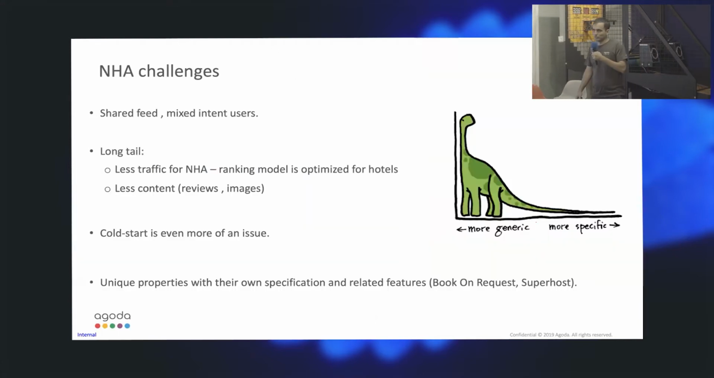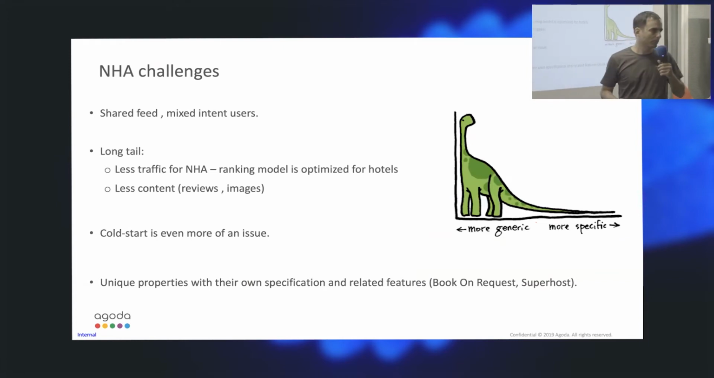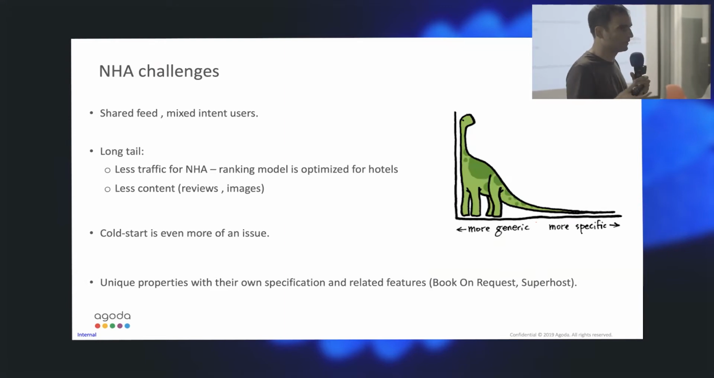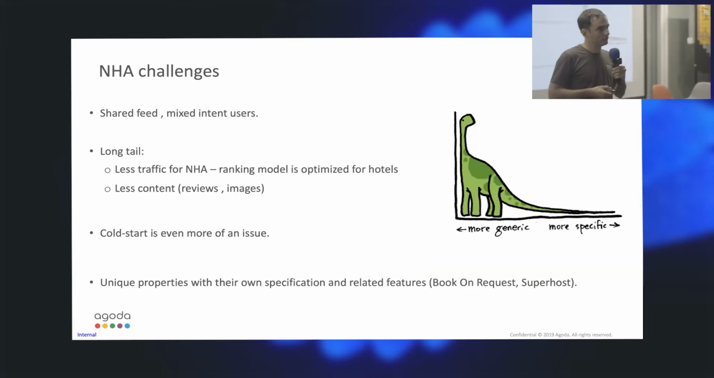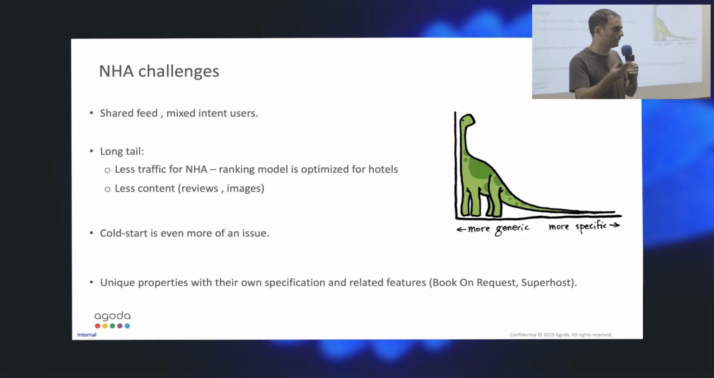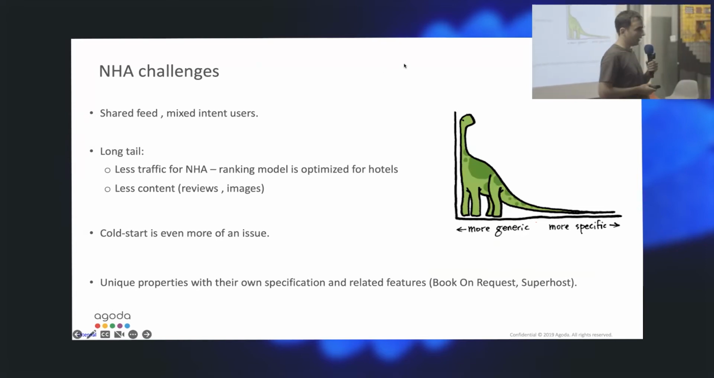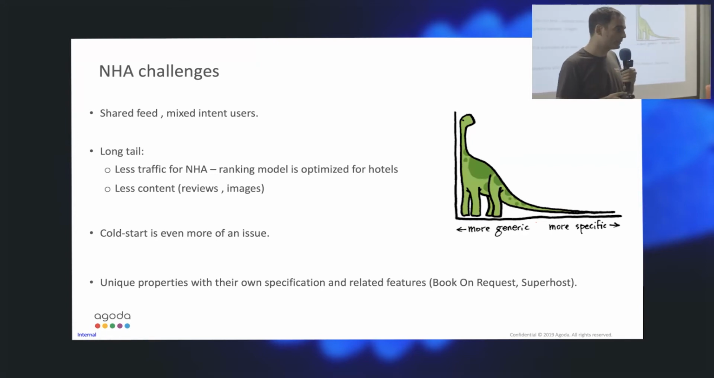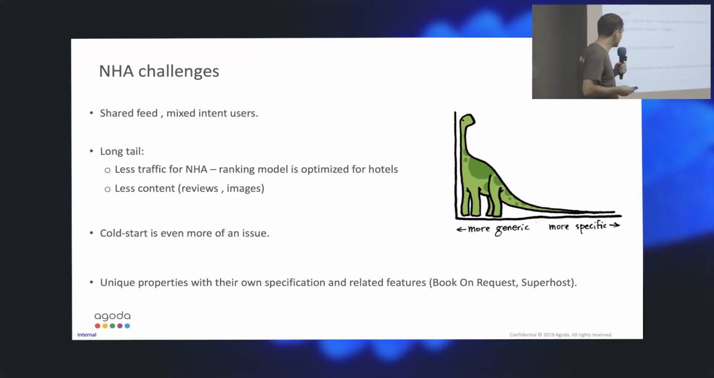Let's talk a little bit about the challenges. First, in Agoda, we have a shared feed. Unlike Airbnb, where your intent is usually clear, you want to book an apartment or a house, right? In Agoda, it's not so clear because we accommodate different types of properties, both hotels and homes, and a different mix of users with different intents. Some of them are looking for hotels, but might change their mind if they see a good price for an apartment in the city. Maybe they switch to an apartment. So the mixed intent users, and the mixed feed, make it more challenging.